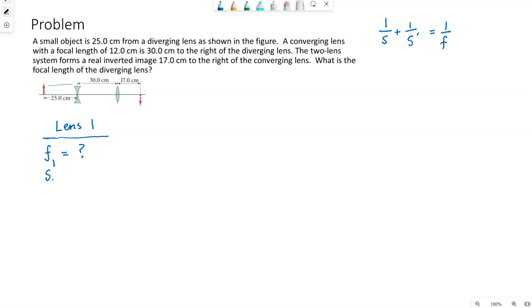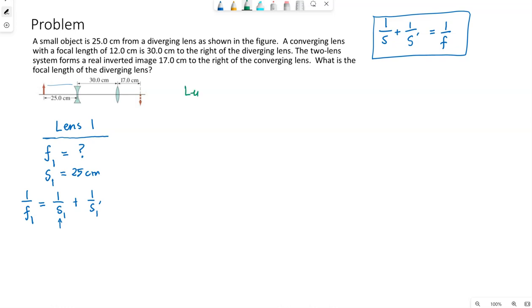We know S1, the object distance, is 25 centimeters. They tell us that as well as show us that in the picture. We don't know S1 prime, and we need to know that in order to use the thin lens equation to solve. So since we do not have enough information yet, let's look at lens two. I'm just going to write the equation that we will solve. Well, not two, sorry, one. So we currently have S1. We need S1 prime to determine F.